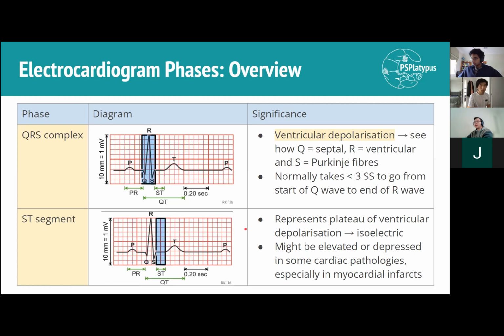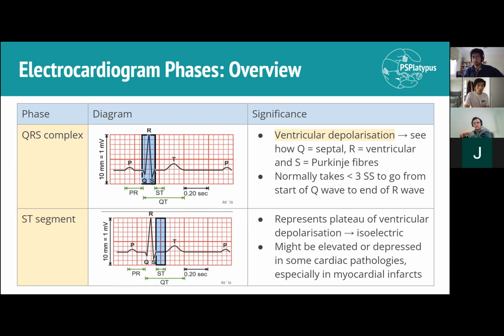All right. QRS complex, really straightforward. It's ventricular depolarization. Why do we have 3 bits? Well, Q is for the septal part. So the septum between the atria and the ventricles, or mostly the ventricles, is where the Q wave is showing. The R wave, the biggest one, is where the ventricles actually contract. So that's pushing out all the blood. And then the S wave is the Purkinje fibers.